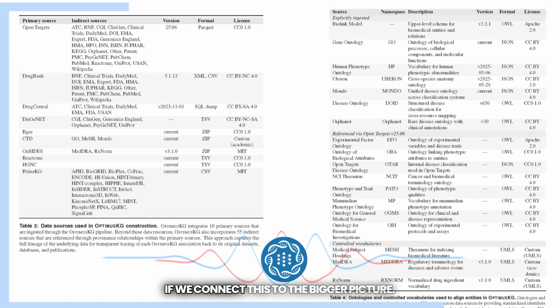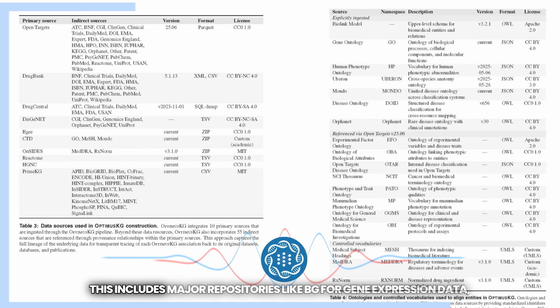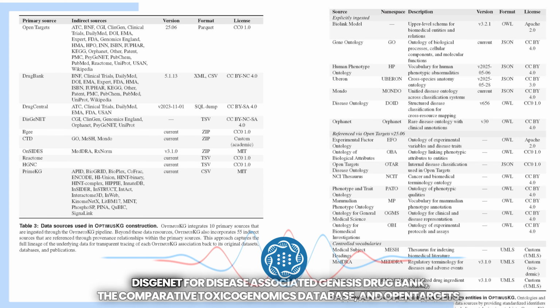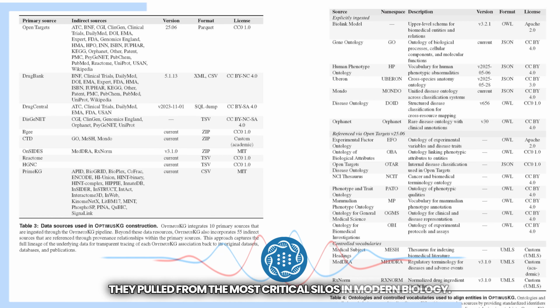Right. If we connect this to the bigger picture, Table 3 and Table 4 show that the researchers integrated 65 highly respected heterogeneous data sets. Yes. This includes major repositories, like Bgee for gene expression data, DisGeNET for disease-associated genes, DrugBank, the Comparative Toxicogenomics Database, and Open Targets. Those are really the heavy hitters. Exactly. They pulled from the most critical silos in modern biology.